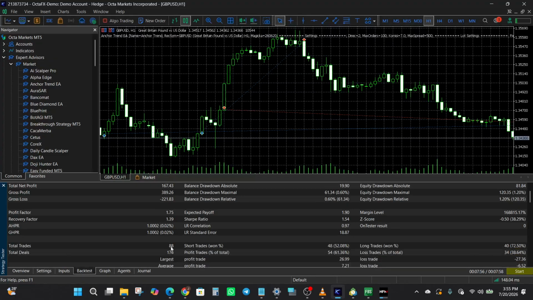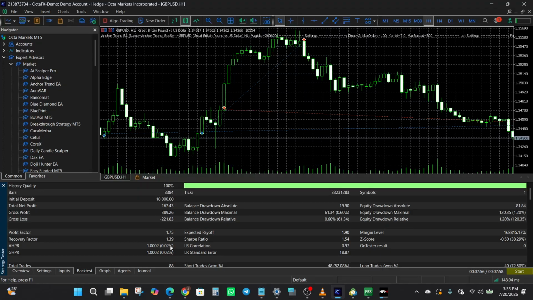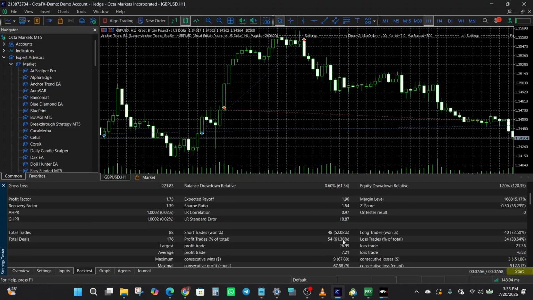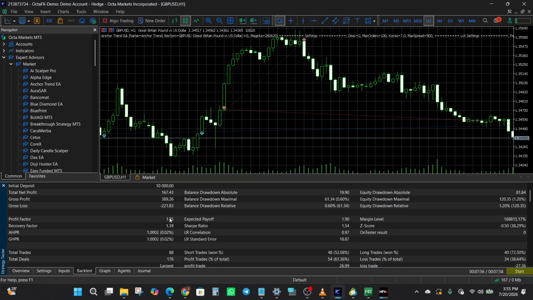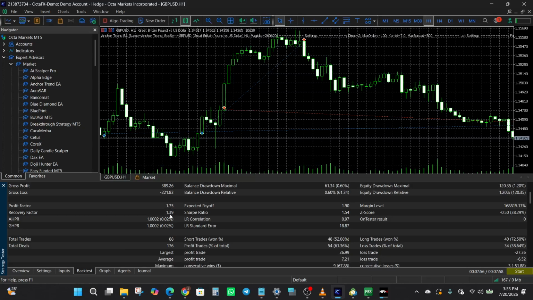Okay. Across 88 total trades, the win rate came in at just over 61%. You can see the win rate just over 61%. The maximum drawdown was very well contained at just over 1.2% on an equity basis. It was actually 1.2% for the equity and just 0.6% for the balance drawdown. All right, the profit factor came in at 1.75 and the recovery factor was 1.39. Both solid figures consistent with the no martingale, no grid design described on the listing.